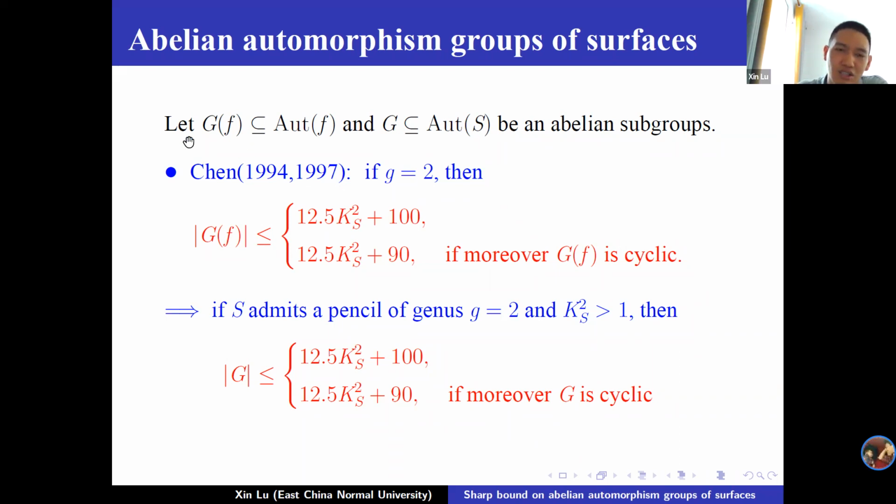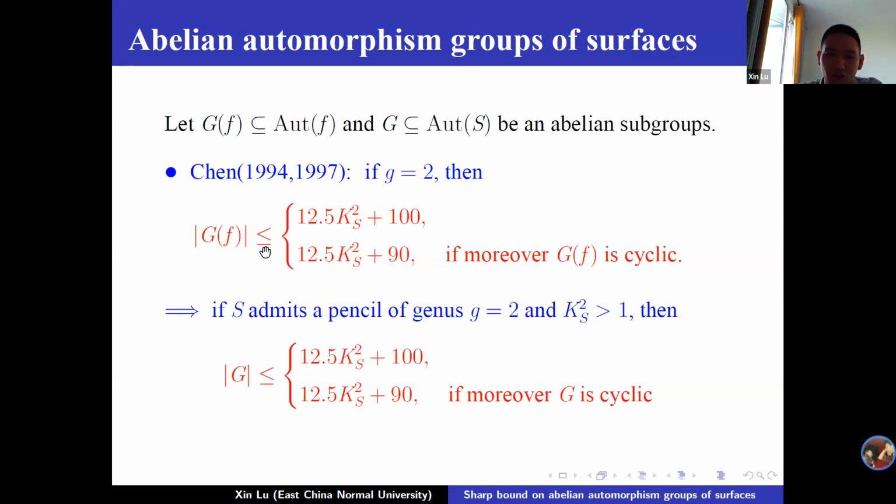Okay. So in this lecture, Zhijie Chen first proved a result in the case when the genus of the fiber equals 2. He proved that the upper bound of G_F is given by 20.5 times K_S squared plus 100. And if moreover this group is cyclic, then the upper bound can be given by 20.5 times K_S squared plus 19.